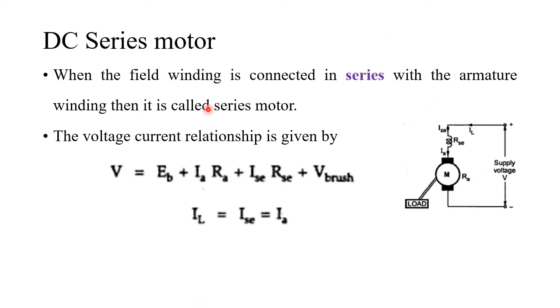DC series motor. Here you can see the field winding is connected in series to the armature, hence it is called a series motor. The voltage equation for this DC motor is the back EMF in the motor, plus the voltage drop across the armature conductors, plus the voltage drop across the series field winding, plus the voltage drop across the brush. Altogether we will have the terminal voltage.